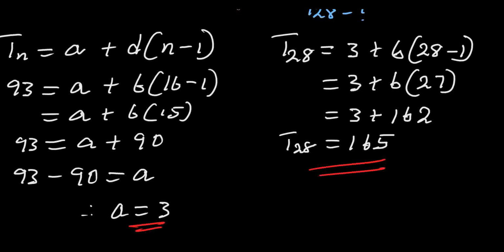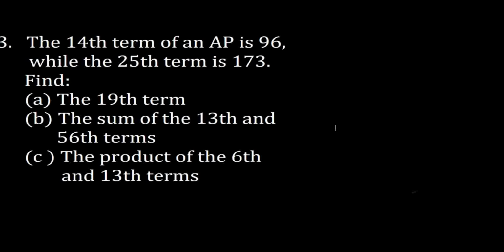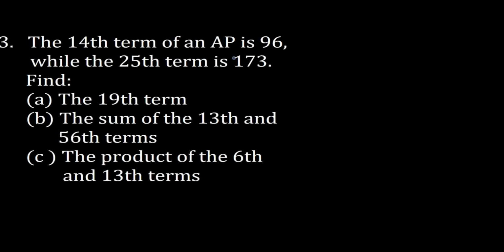All right, let's go on to the next question. Question 3. The 14th term of an AP is 96, while the 25th term is 173. Find A, the 19th term, B, the sum of the 13th and the 56th terms, C, the product of the 6th and the 13th term. To solve this problem, first, we have to pick out the details.